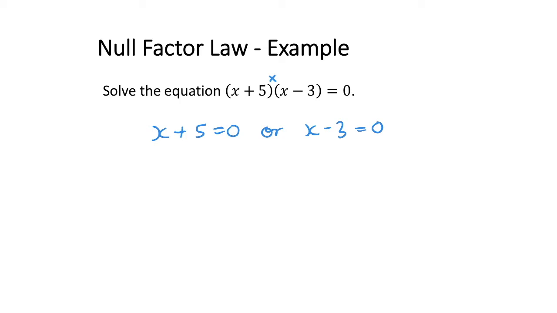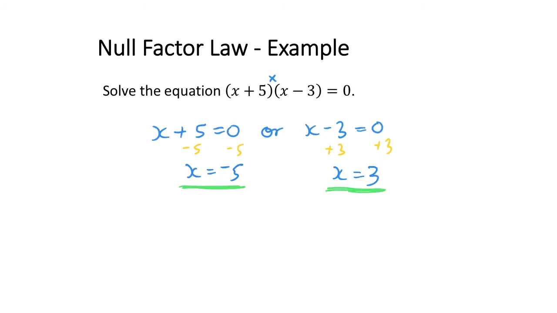For x plus 5 is equal to 0, to get x by itself, I need to subtract 5 from both sides. So therefore, x is going to equal negative 5. And for my second option, x minus 3 is equal to 0. To work out my value of x, I need to add 3 onto both sides. So x is going to equal 3. So my two solutions to (x plus 5)(x minus 3) is equal to 0 are going to be x is equal to negative 5 or x is equal to 3.